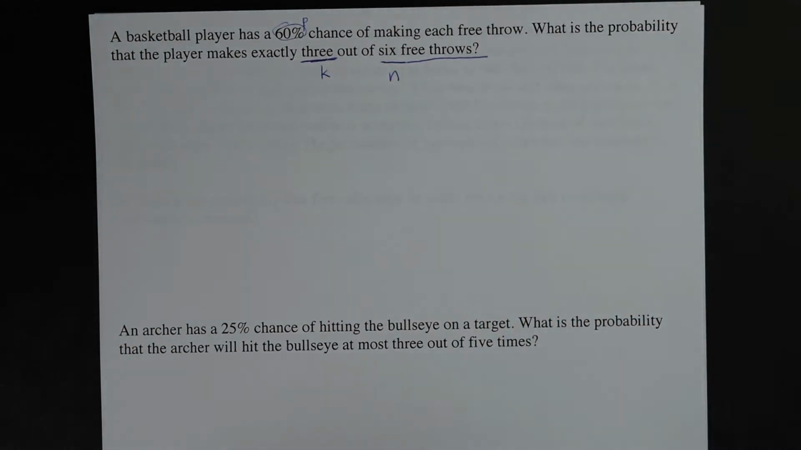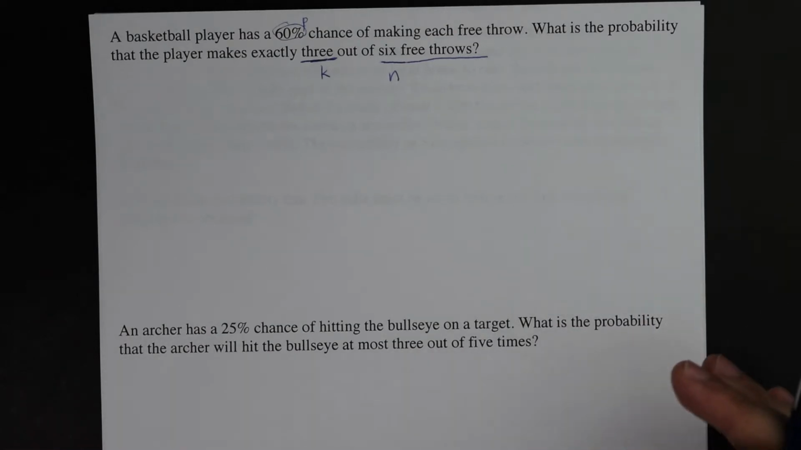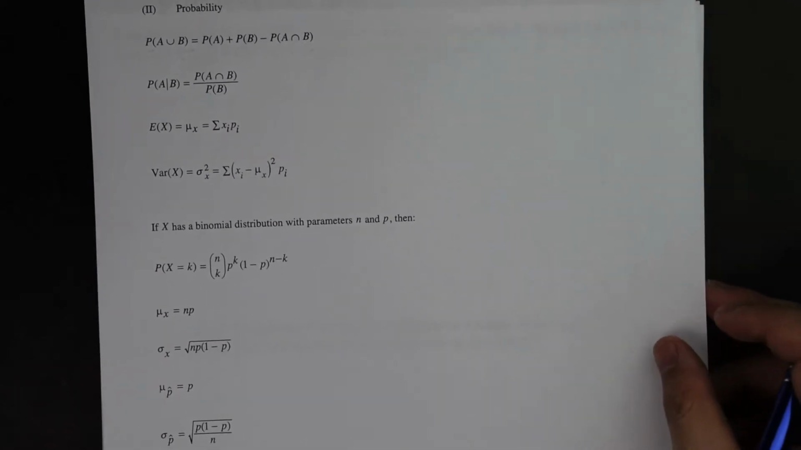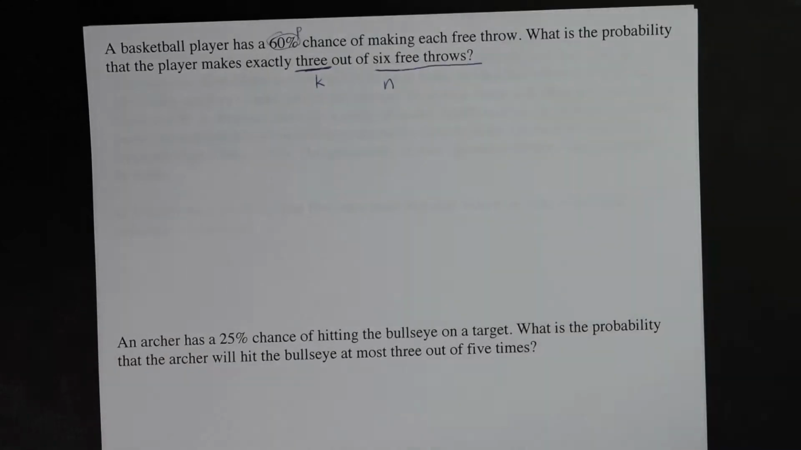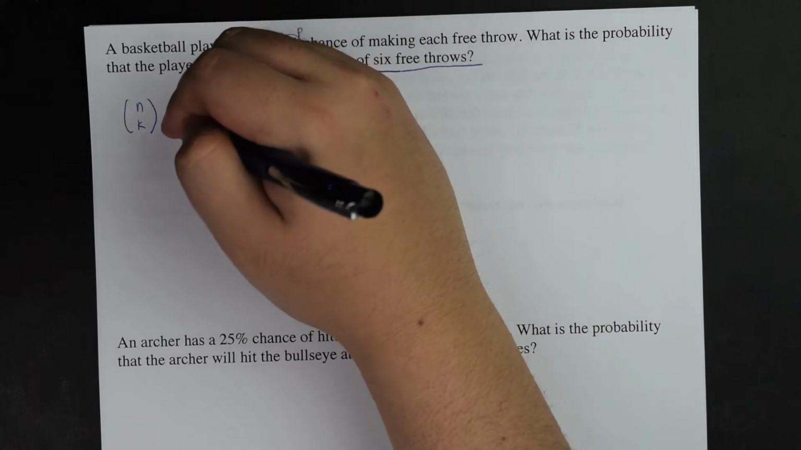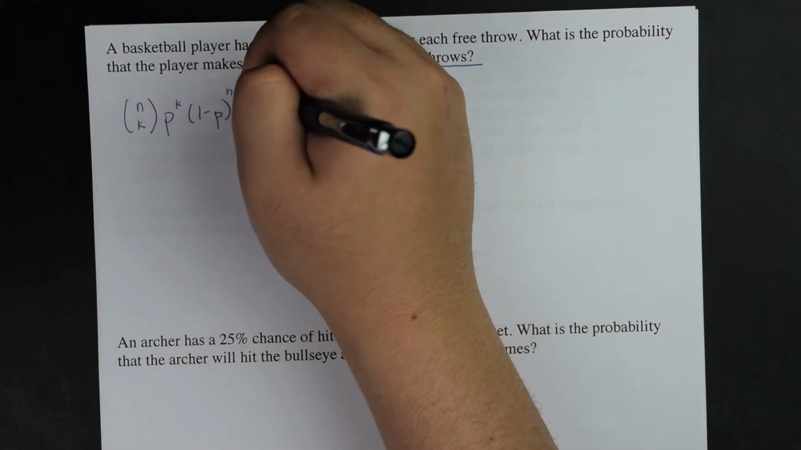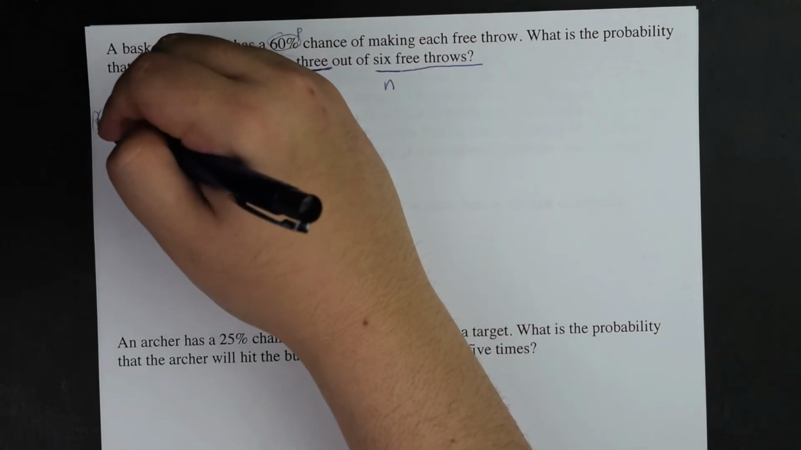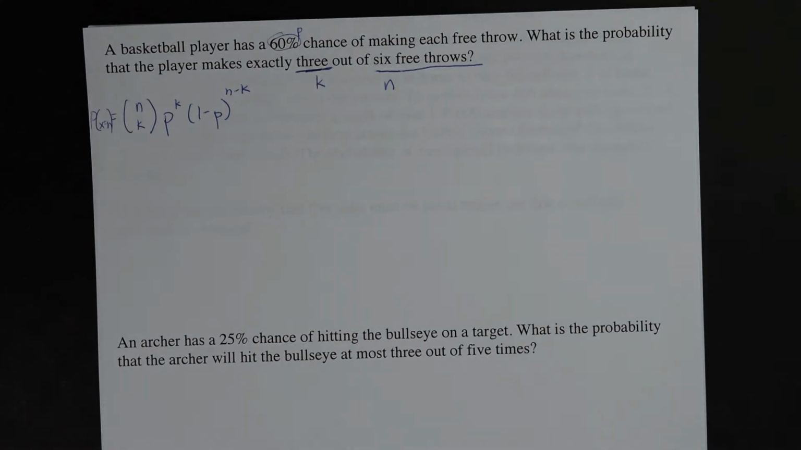As a reminder, in case you forgot what the binomial distribution is, it is provided on the AP Statistics exam, and I'm going to show it right here briefly. I'll copy down the equation, and this is the equation I'll be using. The equation is n choose k, times p to the k, times 1 minus p to the n minus k, which equals the probability that x equals k.